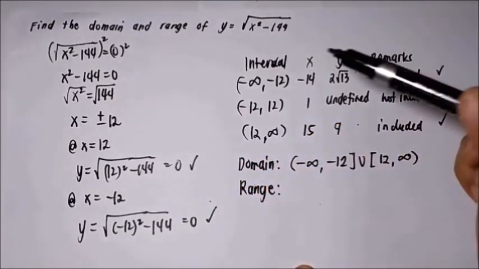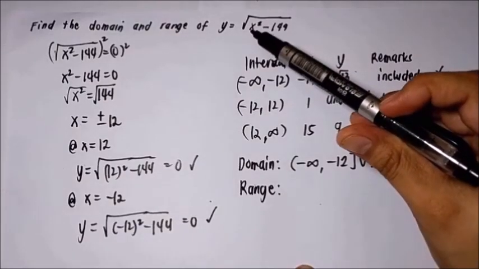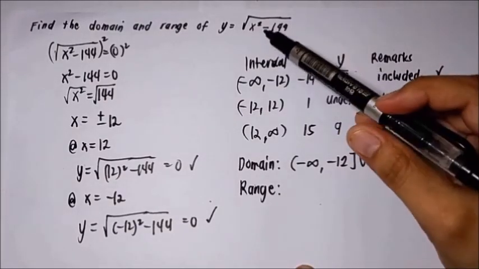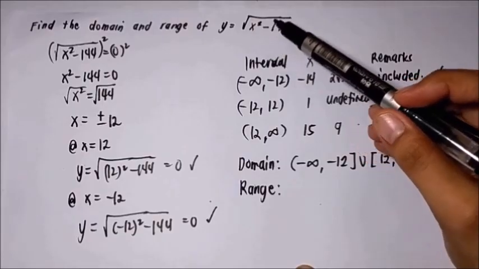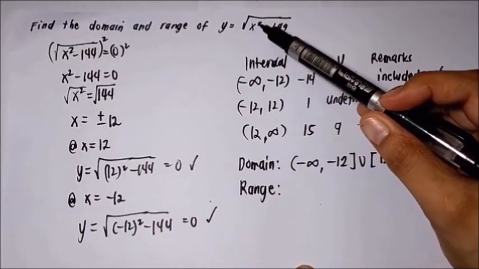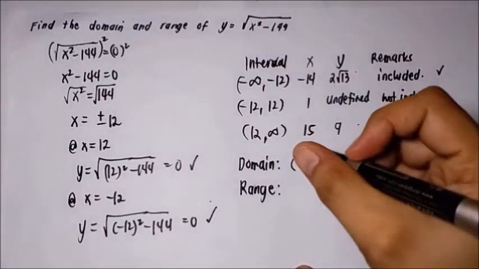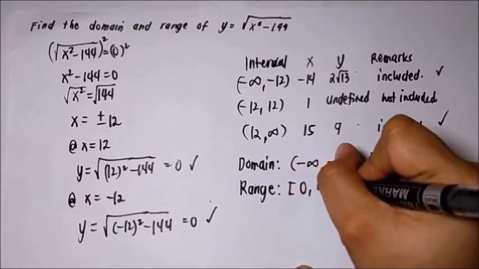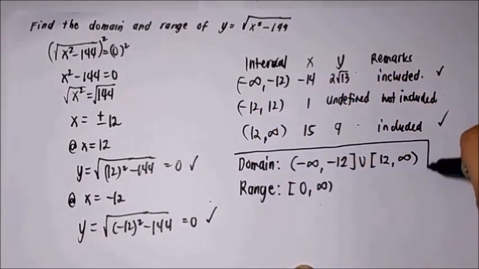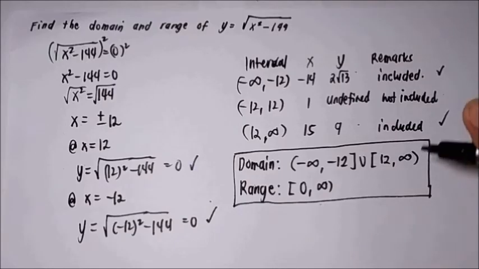And for the range, for the values within this interval, if we're going to use 12, this would become 0. If we're going to use 13, that would lead to a higher value than 0. 14 and so on. Let's say we'll be having 100 for the value of x, then we'll be having a higher value. So the range now would be from 0 to infinity. And don't forget that infinity is just a representation of a number, so we are using parentheses for infinity.